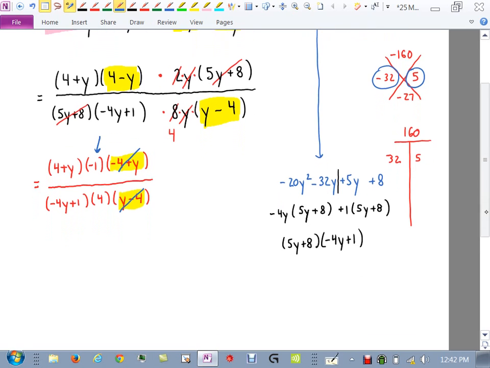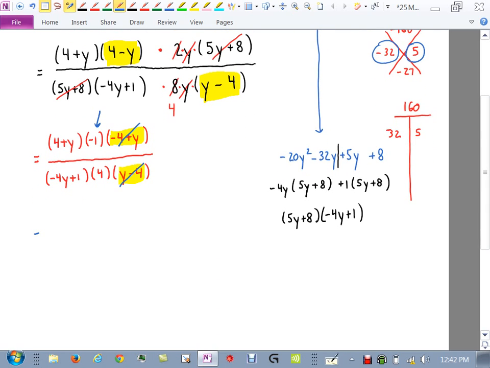So here's where we are. I have a negative 1 sitting in front of a 4 plus y. And on the bottom, I have a 4 sitting in front of a negative 4y plus 1. Do y'all see how I just changed that negative 1 into just a negative sign in front of this factor? Right there. Okay, if you box that on a test, I'd be happy. But that may not be what the book has.